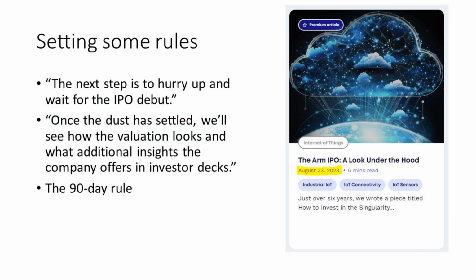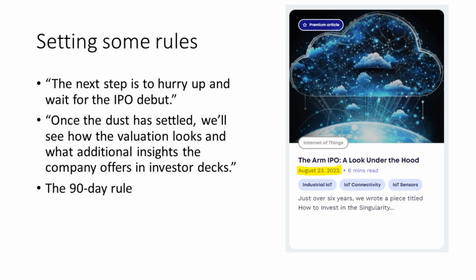So we quite liked ARM stock when we looked at it, and I wanted to talk a little bit about that. So this is the last piece that we did on ARM, a look under the hood before their IPO. We set some rules. We said the next step is to hurry up and wait for the IPO debut. Once the dust has settled, we'll see how the valuation looks, so it's rather rich, and what additional insights the company offers in investor decks. And we cited the 90-day rule, and I wanted to talk a little bit about that.